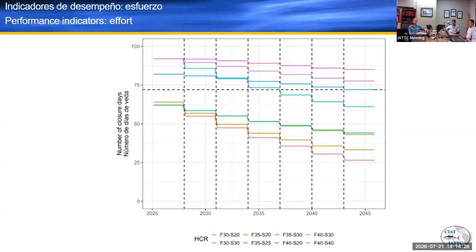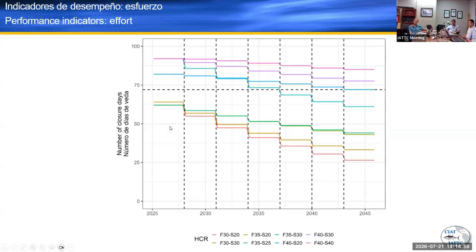One thing that is important to note here is that all of the harvest control rules included a limit on how much the number of days can change each 3-year management cycle. And that was 10 days, unless the stock size was below the control point, and then the closure could increase by up to 20 days.